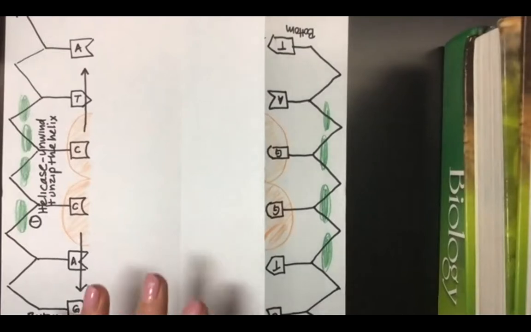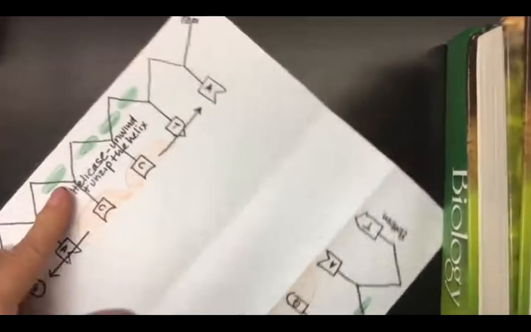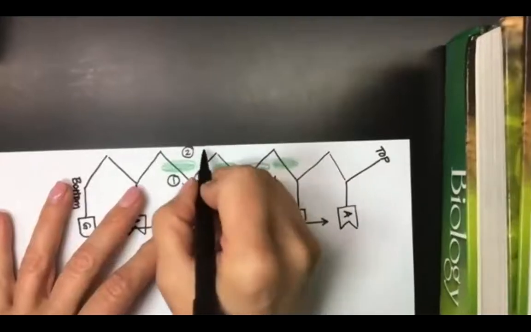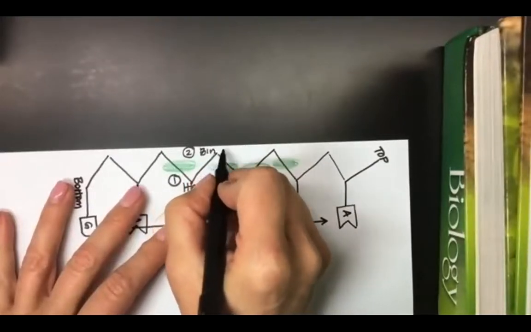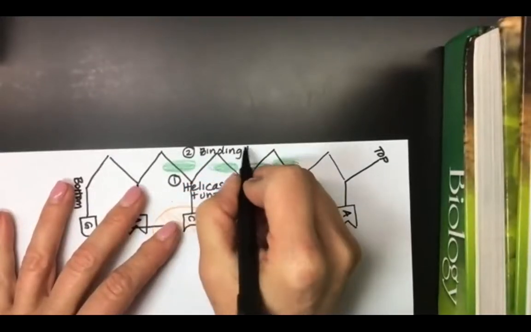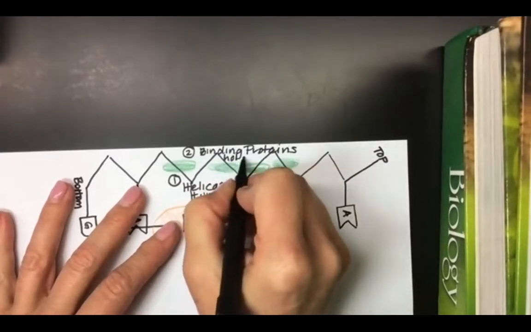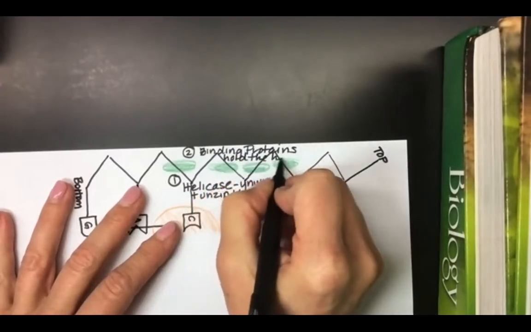Okay, so these guys right here are basically holder proteins, right? They are holder proteins, and I'm going to put this on this side so that we don't lose it. This is step number 2. These are called binding proteins. Hold the helix open.